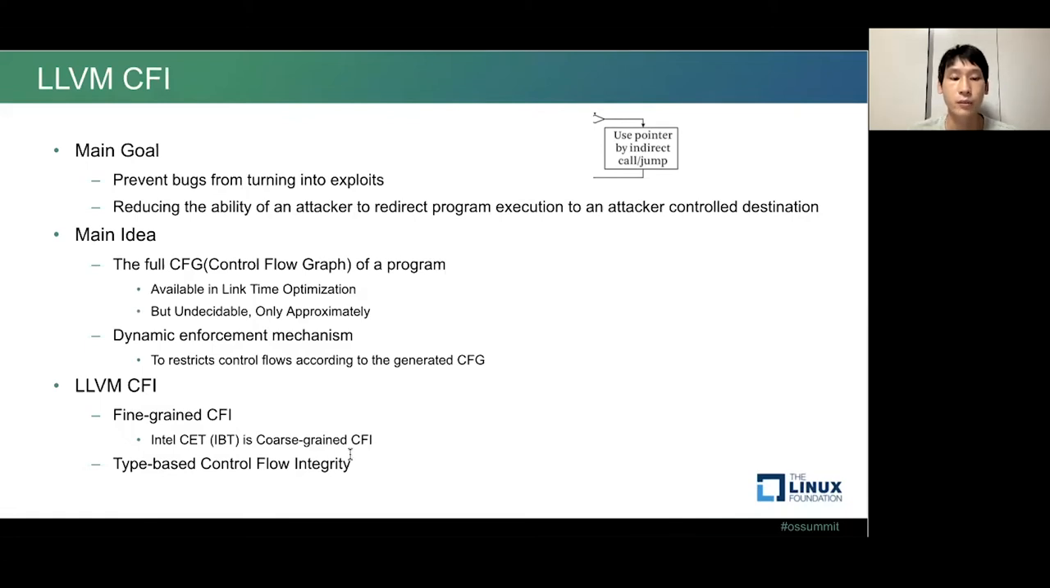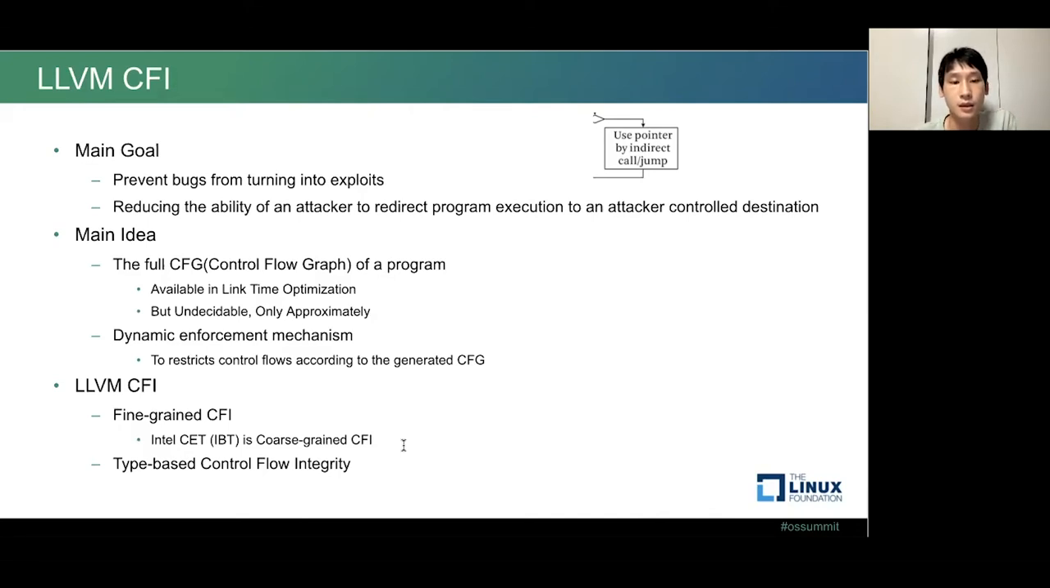LLVM CFI reduces the ability of an attacker to redirect program execution to an attacker-controlled destination. The full control flow graph is constructed in link time optimization. A perfect control flow graph is an undecidable problem, so we can only get an approximate CFG. If the program goes through an abnormal flow, the CFI enforcement mechanism detects a violation according to the generated CFG. LLVM CFI is fine-grained CFI.